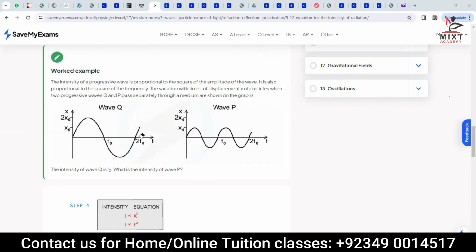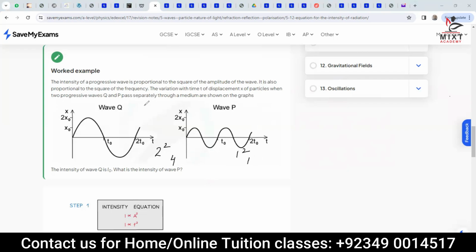By the way, which wave has a greater intensity, Q or P? Q. How much greater? By 2 times? No, by 2 square times because intensity is amplitude square. So that's what the trick here is. If this is 2 square times, it means that its intensity is 2 square while its intensity is 1 square. Or you can say its intensity is 4, its intensity is 1.